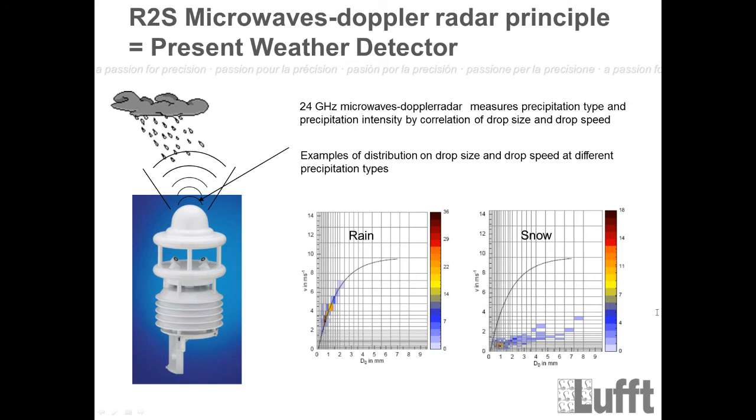Same thing for snow. If you look at the snow table on the right, you will see that the snowflake will fall down typically with 1 meter per second. And that's what the sensor knows. So it knows, okay, around 1 meter per second, it must be snow. And so you get the information, it's snowing, right? So that's how it works.